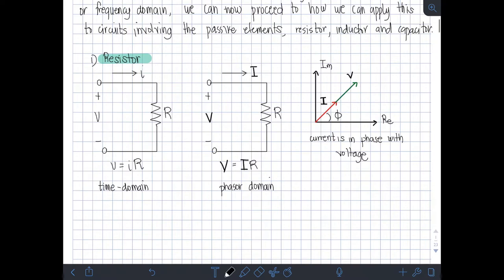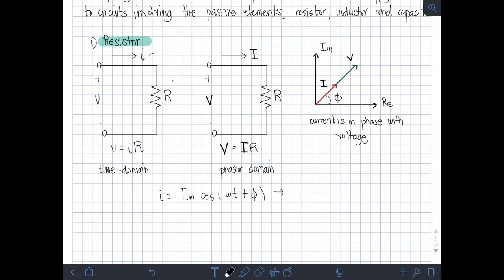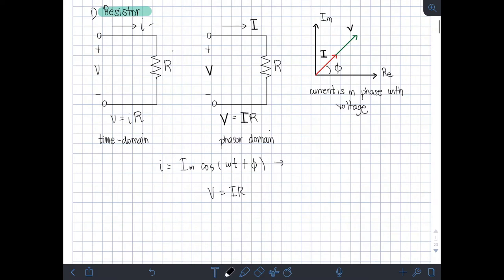So, assuming na meron tayong current i, in sinusoid form, let's say it is equal to I sub m cosine omega t plus phi. So, ito yung general form natin for the sinusoid in time domain, right? So, para makuha natin yung voltage across this resistor is using Ohm's law lang. Diba, formula for Ohm's law is v is equal to iR, right? So, therefore, the voltage in time domain for the resistor v is equal to yung current na dumadaloy sa kanya times yung resistance niya na R.